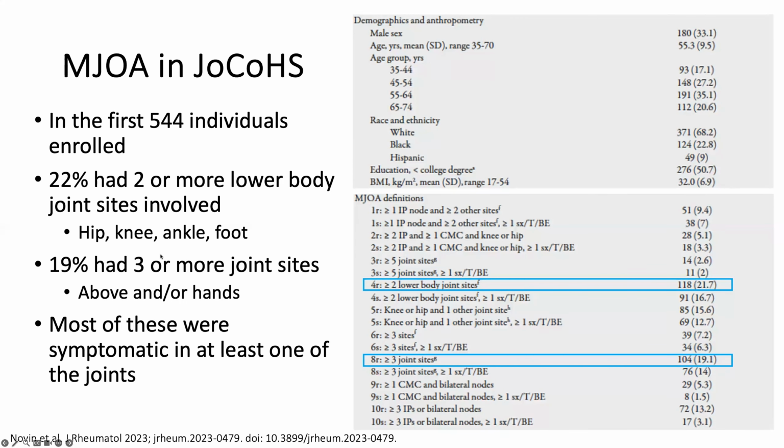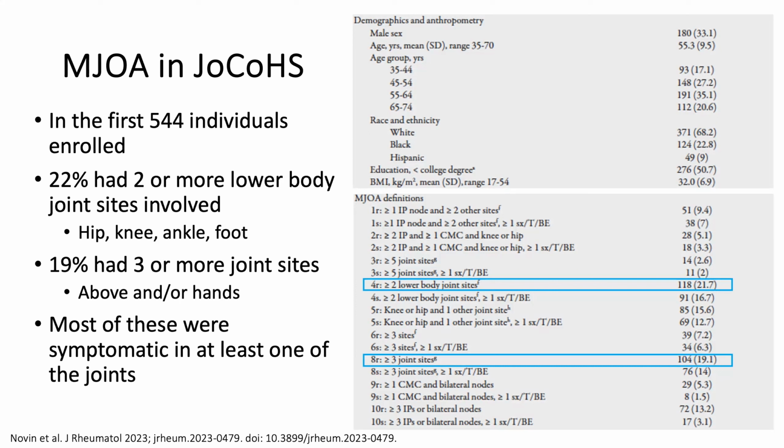And again, to recall, these are population-based studies. So these are not people coming to a doctor. These are not people with symptoms or a diagnosis. These are just people out in the community who are screened for these things and are discovered to have multiple lower body joint sites. So it's obviously very common.